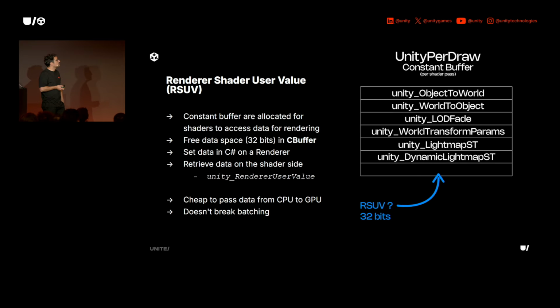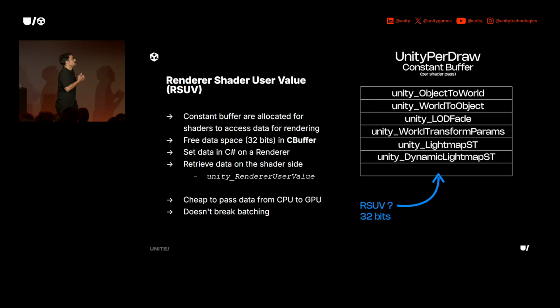So for all these reasons, in 6.3, we introduced something we call the renderer shader user value, so RSUV. So what's behind this scary word? Simply put, for rendering, we have to allocate buffers to send information to the GPU, so that the shader can actually render and make draw calls and stuff like that. For efficiency, those buffers have a fixed size. And we realized that in one of those buffers, there was actually free space. So we took advantage of that and decided to reserve a full unsigned int to pass data from the CPU to the GPU.